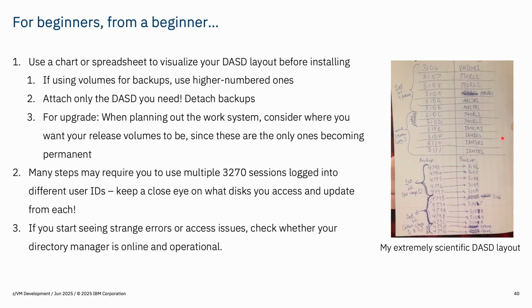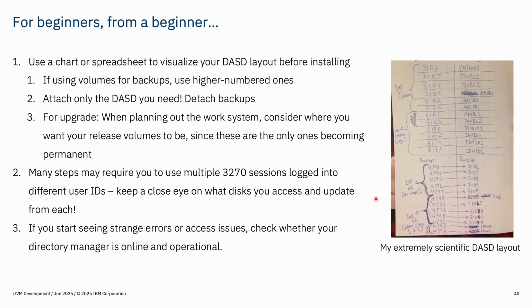Only those release volumes are going to become a permanent part of your system, so carefully consider how those are going to fit into your DASD layout. I would advise using lower numbered volumes for your system itself and higher numbered ones for your backups. That'll create a nice layout for you. Also, many steps throughout this process may require you to use multiple 3270 sessions logged into different user IDs, so keep an eye on what disks you access and update from each. You don't want to have multiple sessions on different user IDs that are both trying to update the same disk, or the disk may get corrupted.